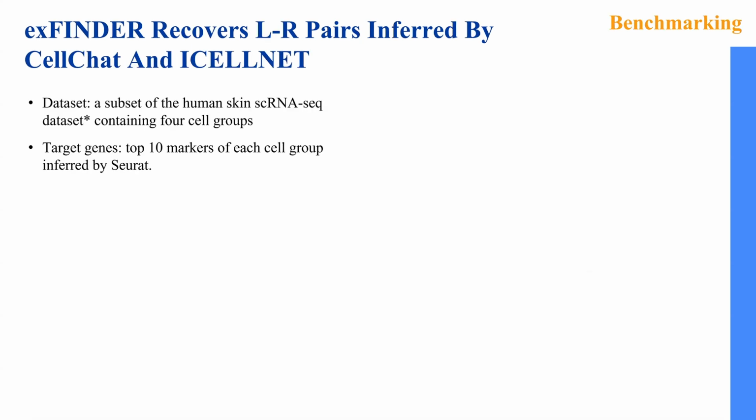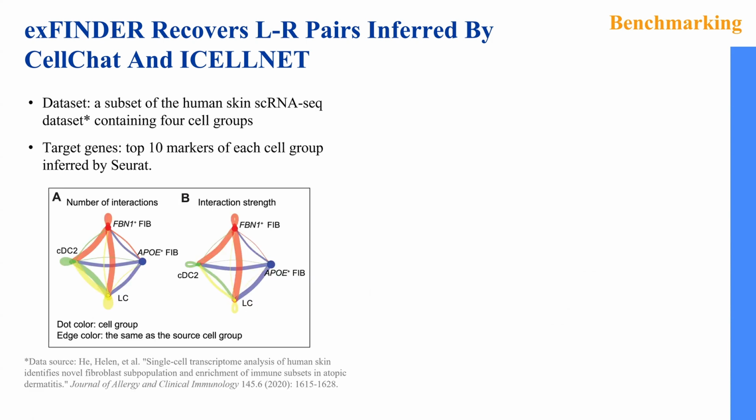And then for benchmarking, we compare exFINDER with CellChat and iCellNet. The first step is to see whether exFINDER can recover the ligand receptor pairs inferred by these two methods. If they can infer those ligand receptor pairs, can exFINDER also do that? We use this human skin dataset that has 4 cell groups, which is also an example dataset in CellChat. For target genes, we use the top 10 marker genes for each cell group.